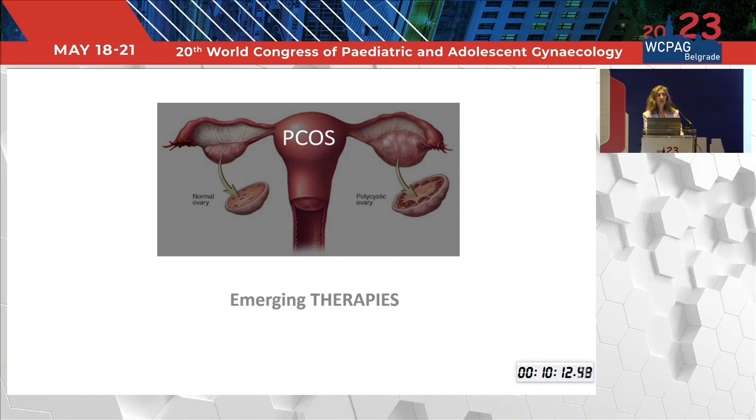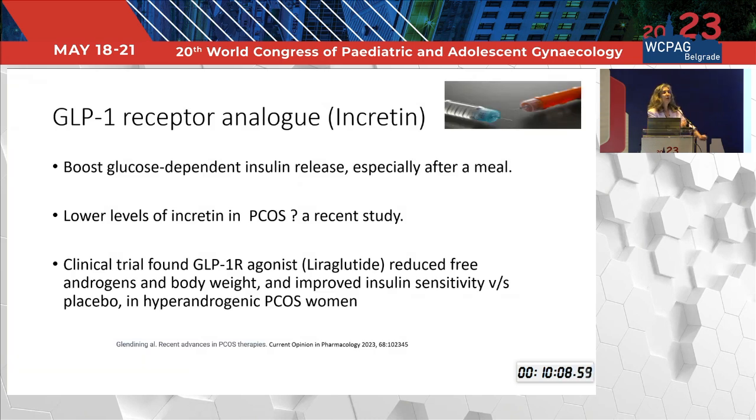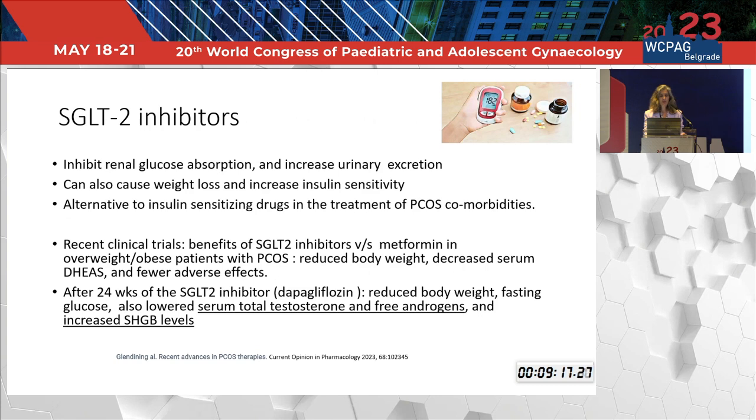So many very recent studies have shown, for example, that the treatment we use for diabetes, the glucagon-like peptide receptor agonist, which is given by injection, has been tried in PCOS. And how does it act? Physiologically, it boosts the glucose-dependent insulin release after a meal. A clinical trial comparing it to other medication showed reduced free androgen, reduced body weight, and improved insulin sensitivity versus placebo in hyperandrogenic PCOS women. So maybe there is a place for that in the future.